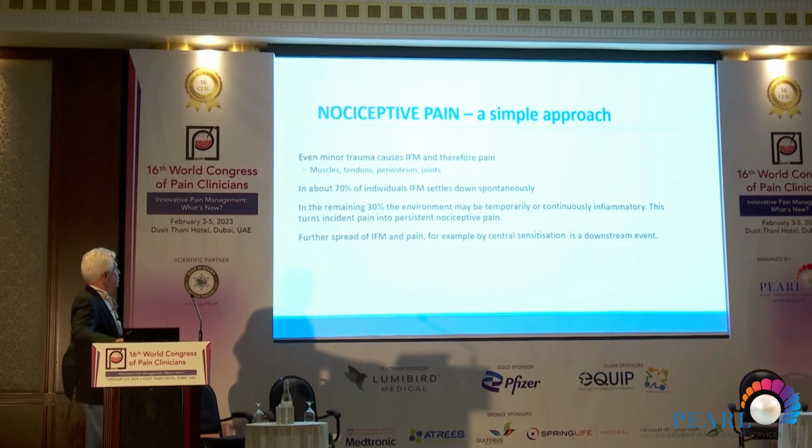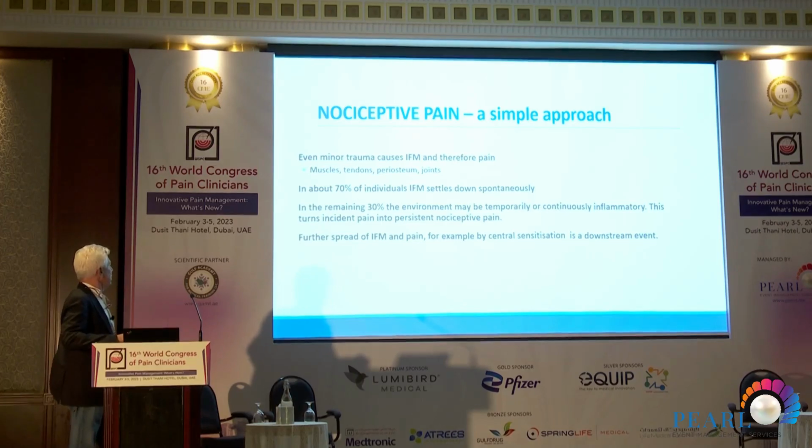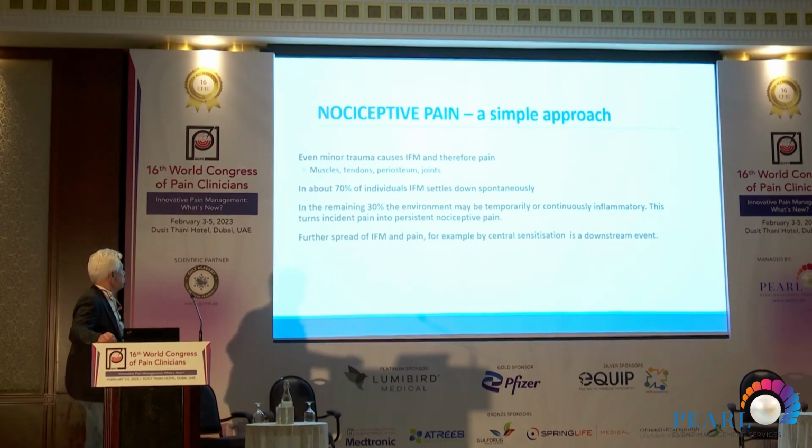Nociceptive pain is a simple approach. Even minor trauma causes inflammation and therefore pain in muscle, tendon, and periosteal joints. In about 70% of individuals, inflammation settles down spontaneously. In the remaining 30%, the environment can be temporarily and continuously inflammatory. This turns incident pain into persistent nociceptive pain. Further spread of inflammatory pain, for example sensitization, is a downstream effect.